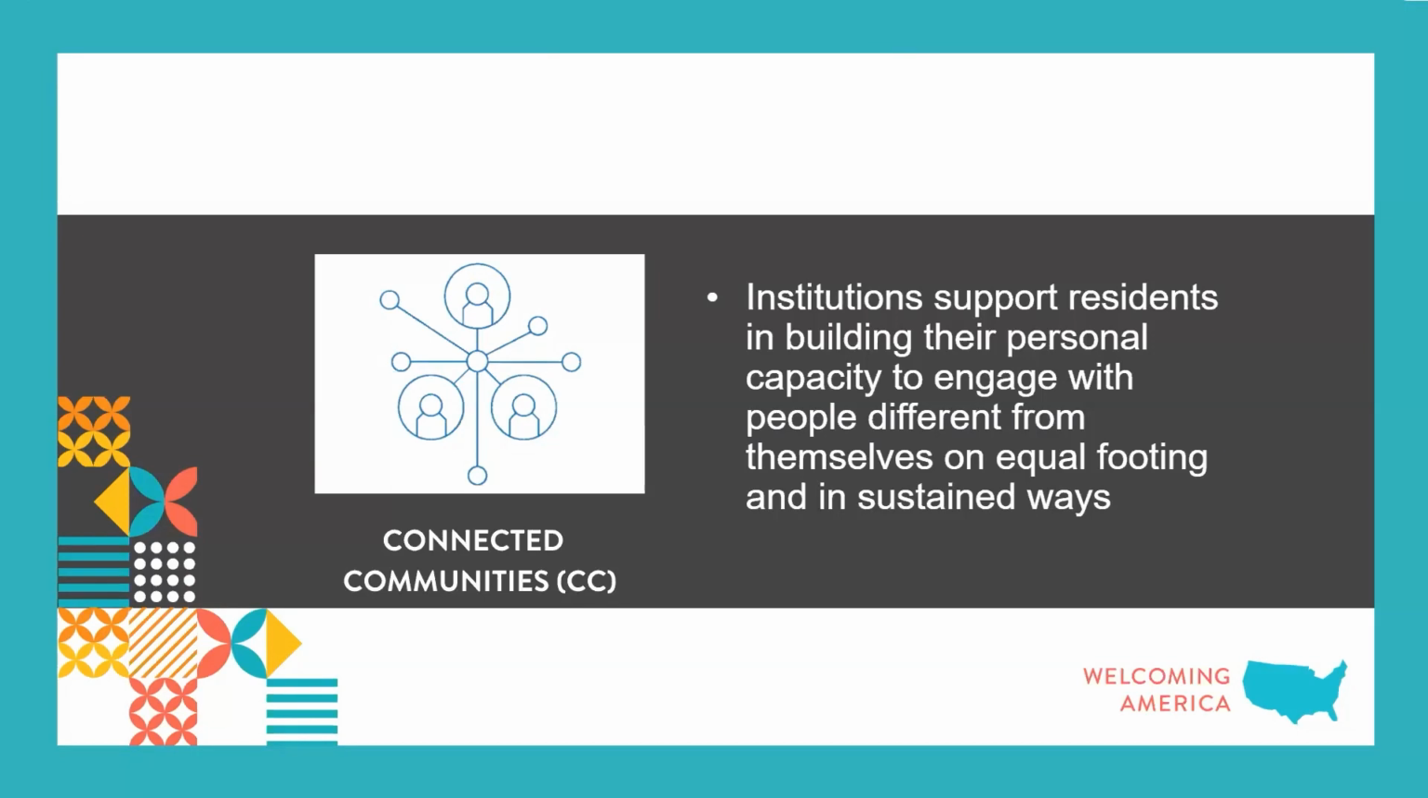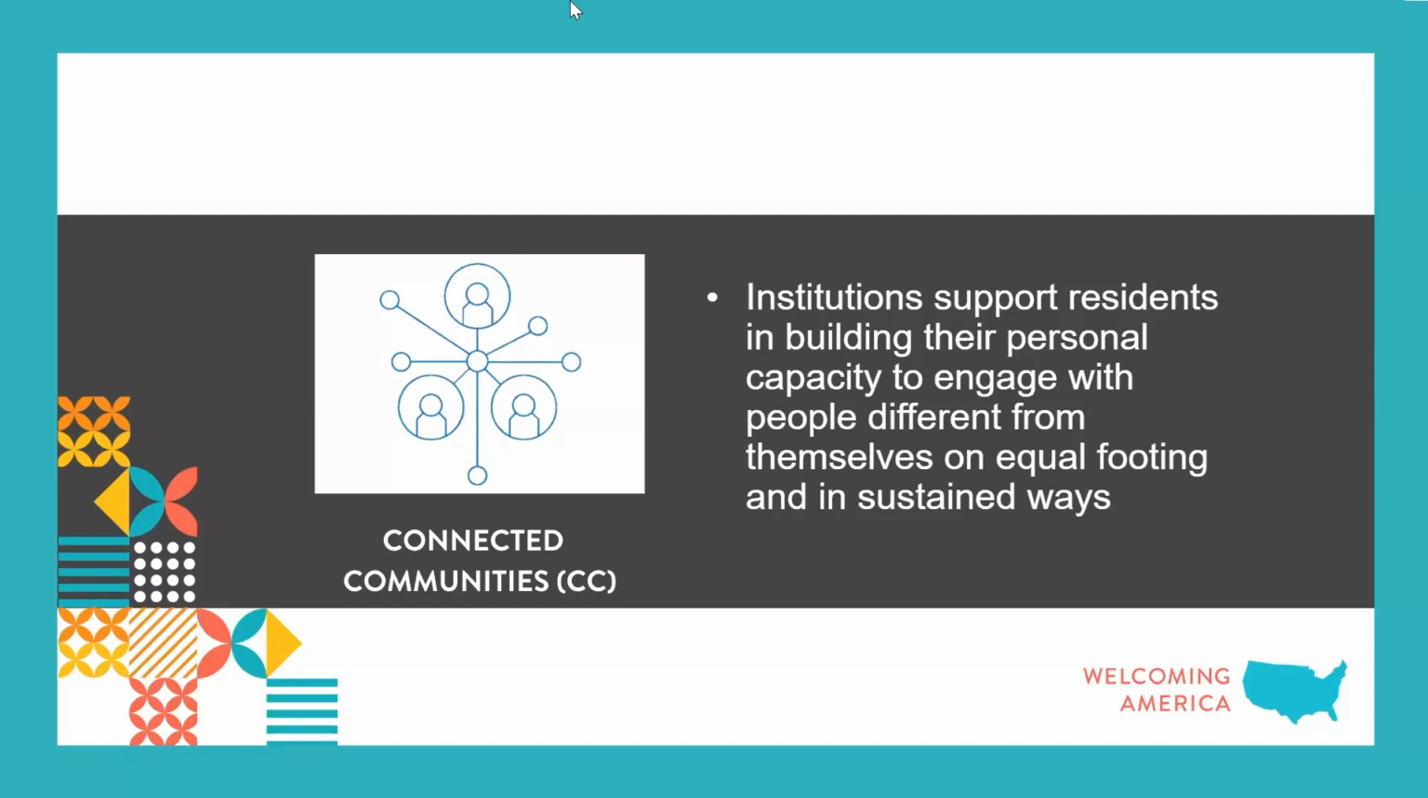So for connected communities, our goal here is around supporting residents and building their personal capacity to engage with people different from themselves on equal footing and in sustained ways. I think this is the framework area that Welcoming America is typically most recognized for, since it's built on building connections, trust, and authentic relationships between residents. I also think it's actually one of the more difficult framework areas. I think folks often think of it as an easier lift, such as festivals and dinners and dialogues. But as we review it, you'll see how when you move from 1 to 5 stars, you'll see the transition from early engagement to sustained practice.